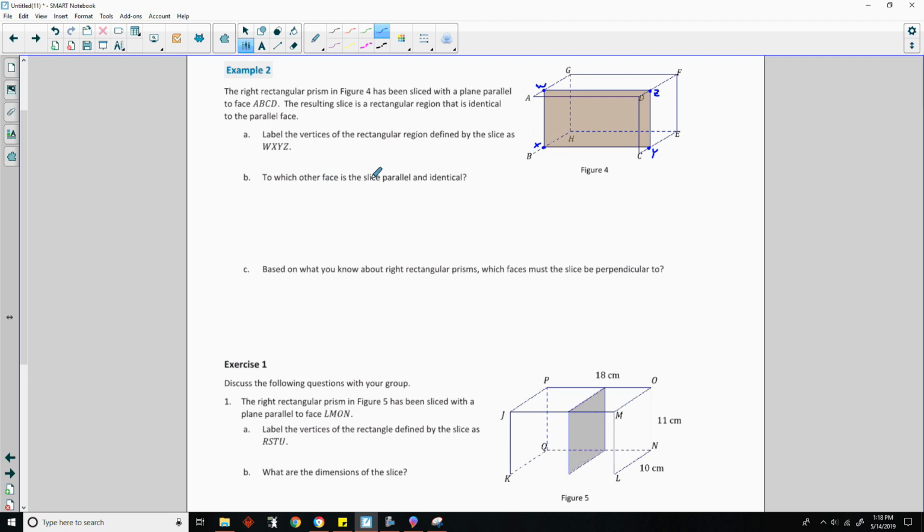To which other face is the slice parallel and identical? Well, if it's a rectangular prism, it's parallel to this front face, and the front face is parallel to the back face, so therefore the slice will be parallel to the back as well. And since we started top left, working counterclockwise, I would call the back piece G, H, E, F.